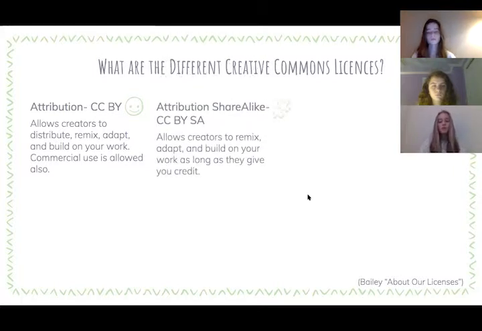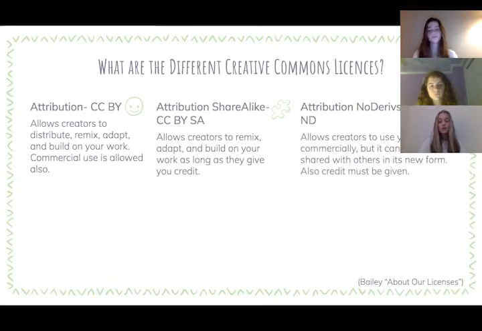The next license we have is the Attribution Share Alike, or the CC BY SA. This allows creators to remix, adapt, and build upon your work as long as they give you credit. And if you remember what share alike meant, it means that only creators with a similar license to you can use your work.